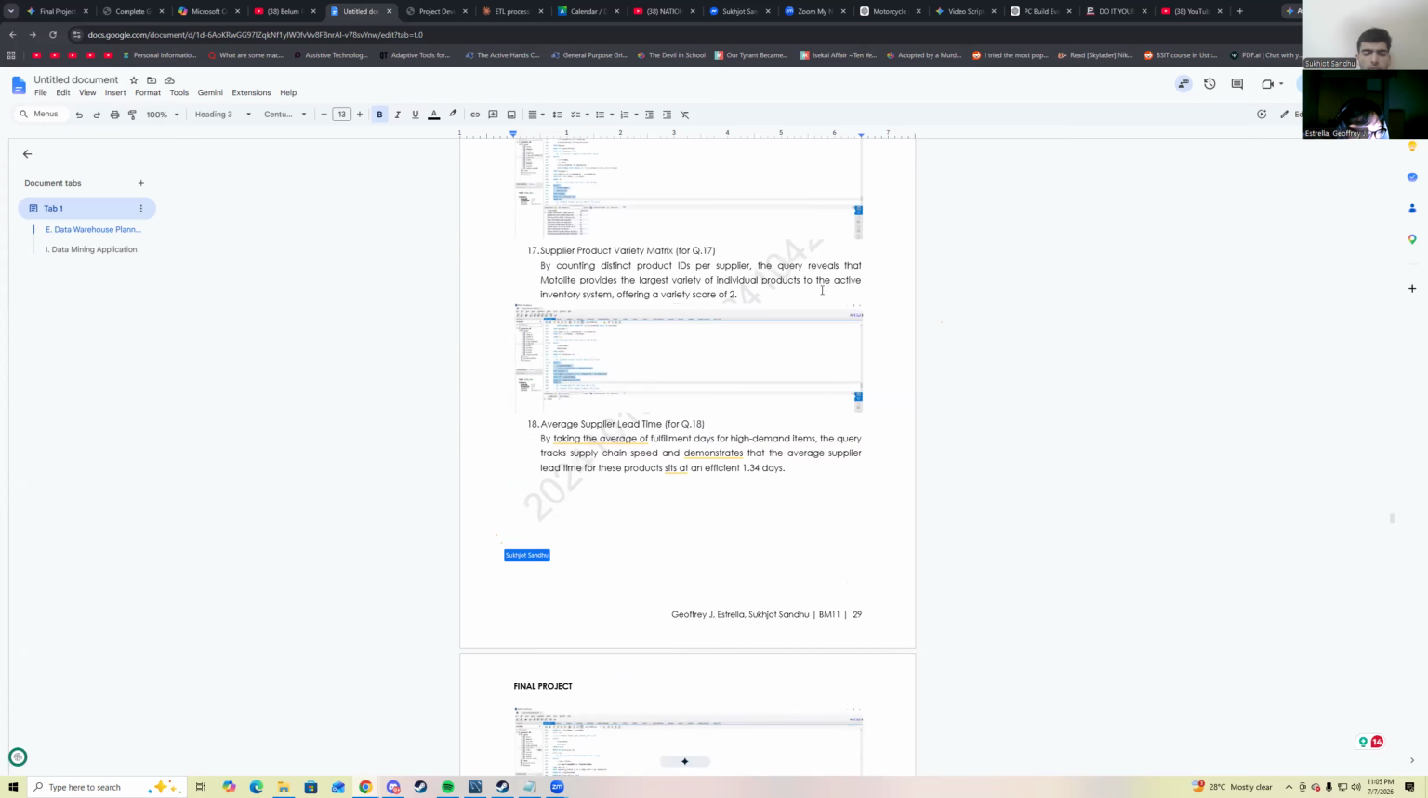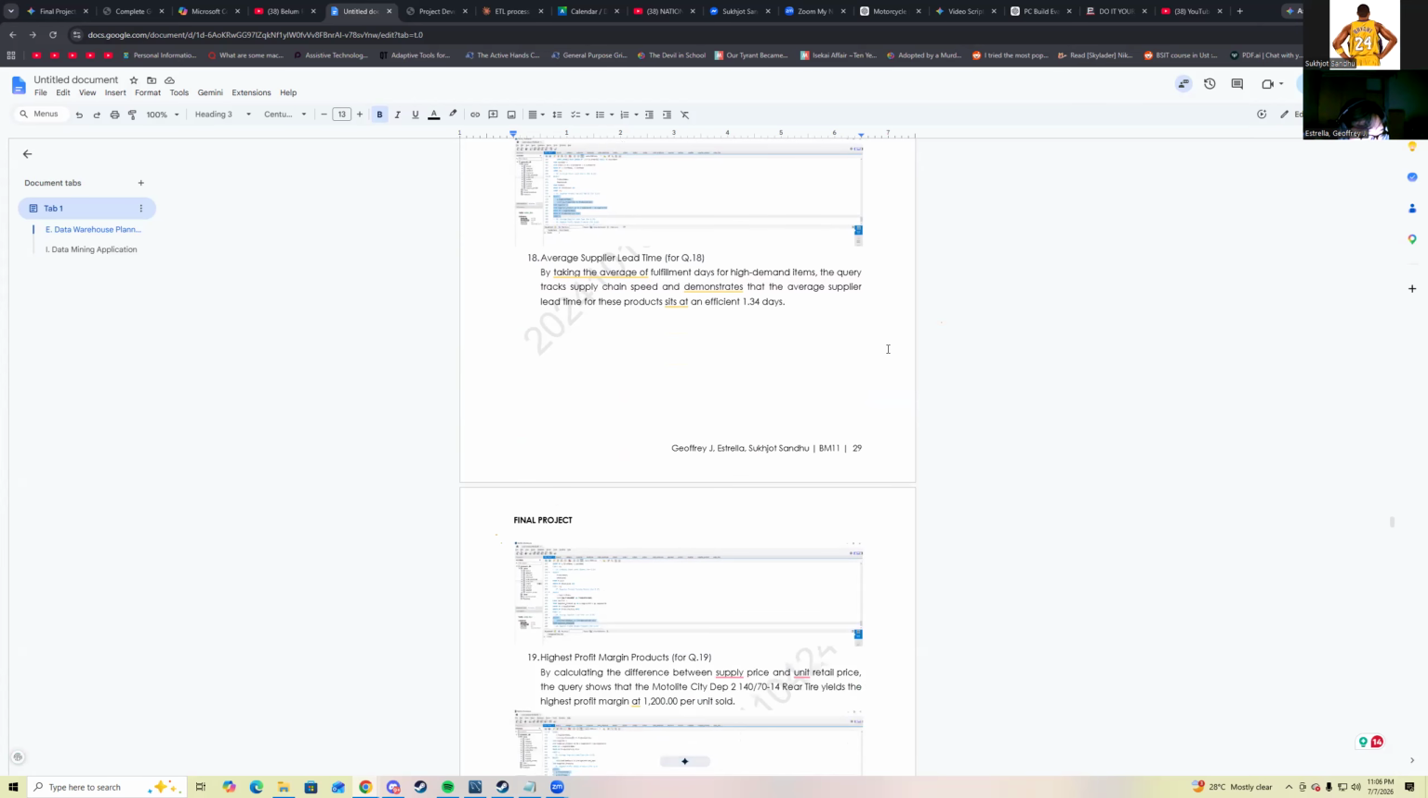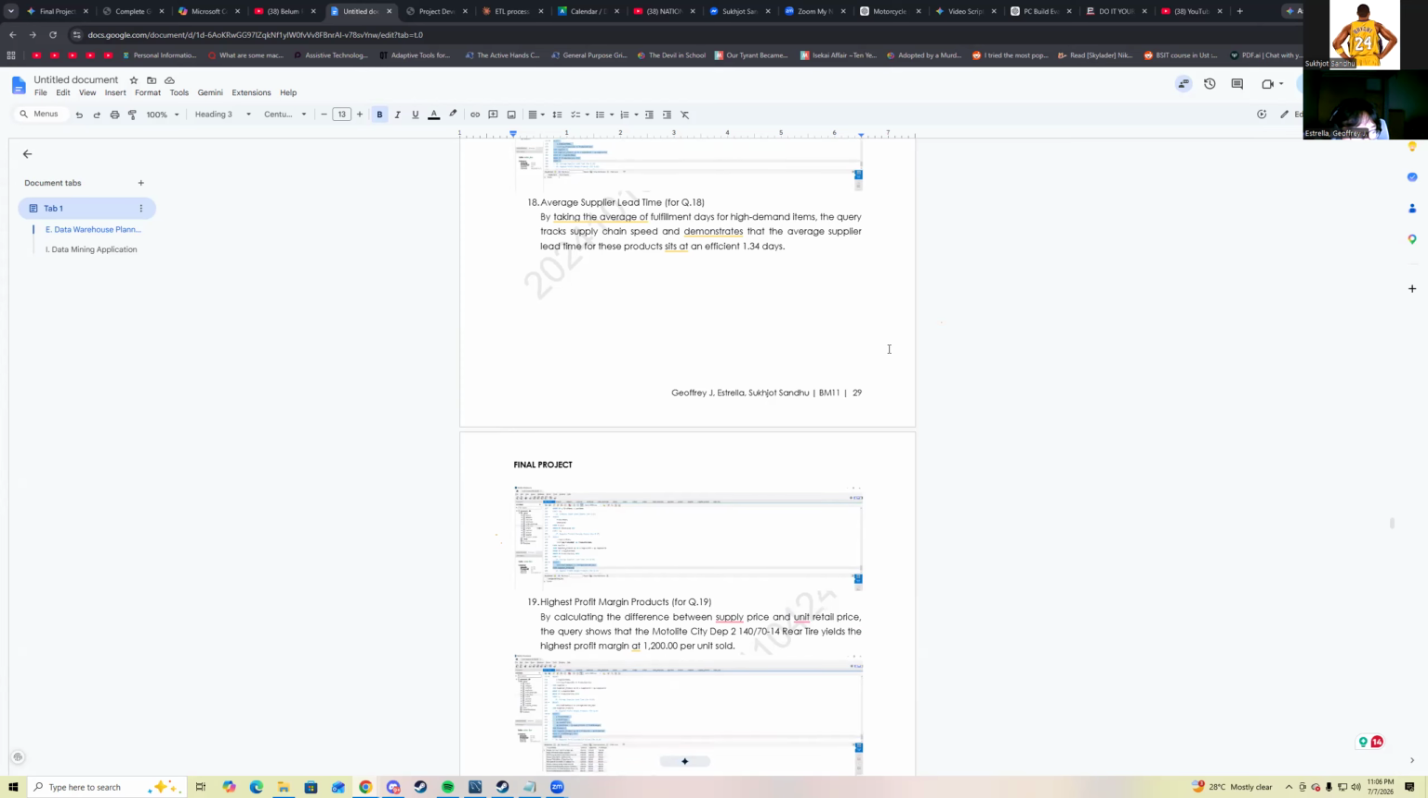So the system successfully flagged the Dunlop TT900 tire as a critical risk with only 10 units left. But the good news is our supply chain is holding up well. Suppliers like Motolite are not only providing great variety and excellent profit margins, up to 1,200 per unit on specific tires, but our overall average supplier lead time for high demand items is a highly efficient 1.34 days.